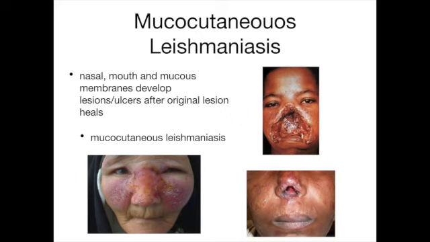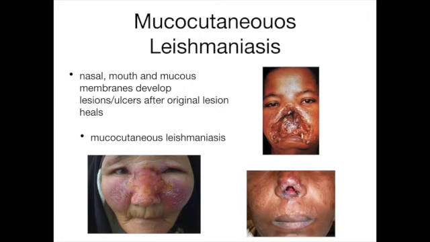Mucocutaneous Leishmaniasis is pretty rough stuff. It causes nasal, mouth, and mucous membrane lesions and ulcers. It's called mucocutaneous because of where it's occurring, so it'll start to heal, and then after it heals, you start getting like cutaneous. You'll get an ulcer from a cutaneous leishmania, and then all of a sudden it'll come back. So inside the mouth, inside the nasal cavities, it's mostly involving the mucous membranes around the face.